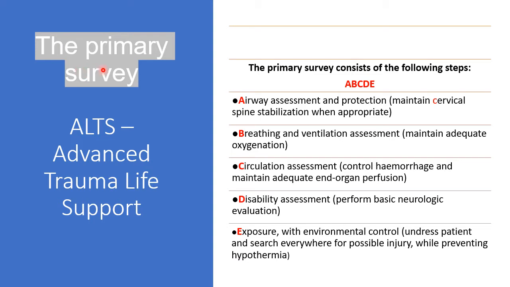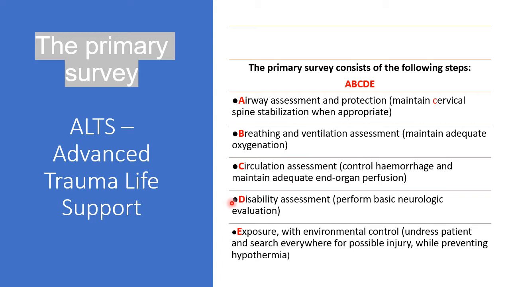Okay, now we come to the primary survey. Primary survey consists of the following steps. A, airway assessment and protection, including stabilization of the cervical spine. B is for breathing and ventilation assessment to maintain adequate oxygenation. Third one, circulation assessment and control of external hemorrhage so as to maintain adequate end organ perfusion.